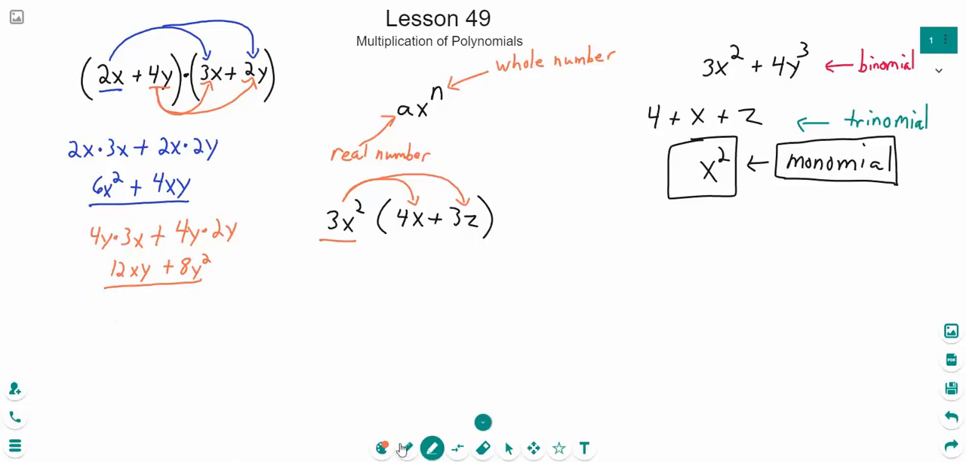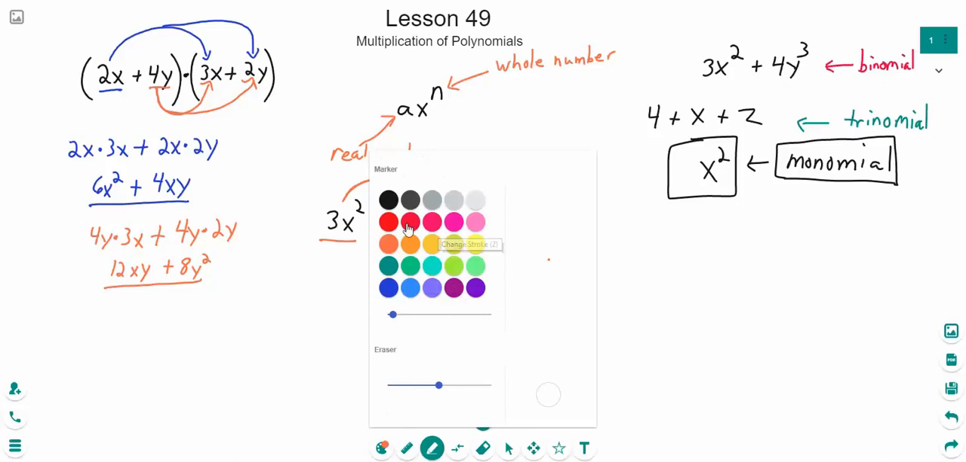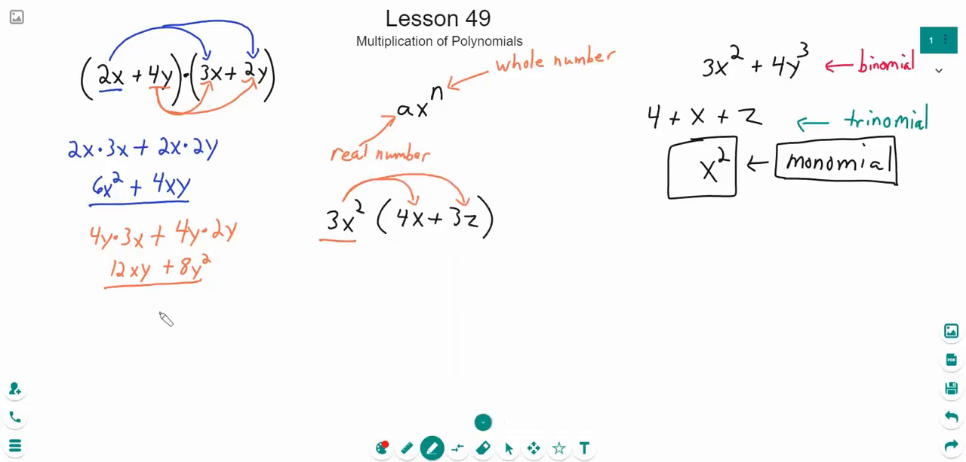Now we need to take those two and sum them up. So maybe we'll do that in a different color. We'll do that in red. Well, let's actually keep things consistent here. We're going to take the 6x squared plus the 4xy, and again, I just took that from here. This is just the sum. And then we're going to add that, maybe we'll do this in black, with the orange sum, which is 12xy plus 8y squared.